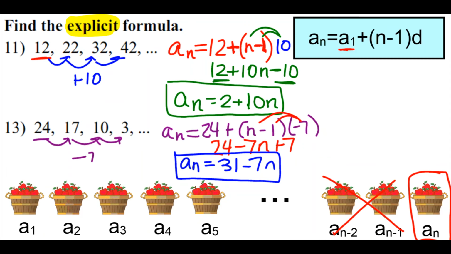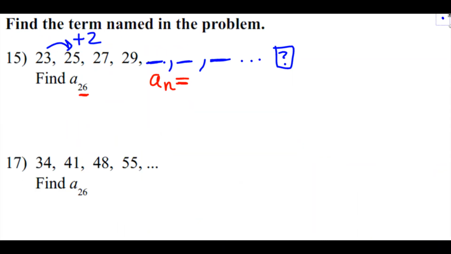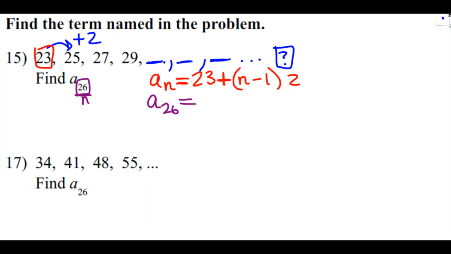You take the first term, so the first term is this 23, plus, think about the formula in that blue box, n minus 1 times d, in this case 2. All right, now this problem goes one step further because we know what the n number is. This is the n number, 26. So if we're finding the 26th term, we can actually go ahead and plug that in.